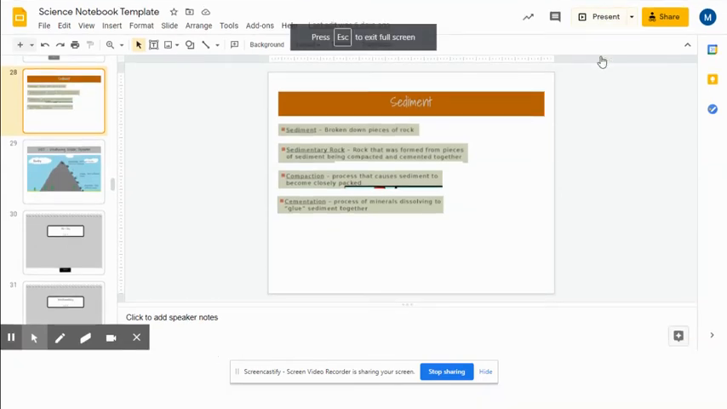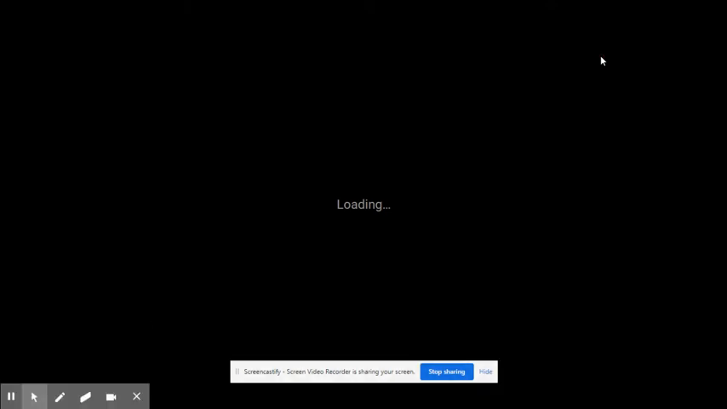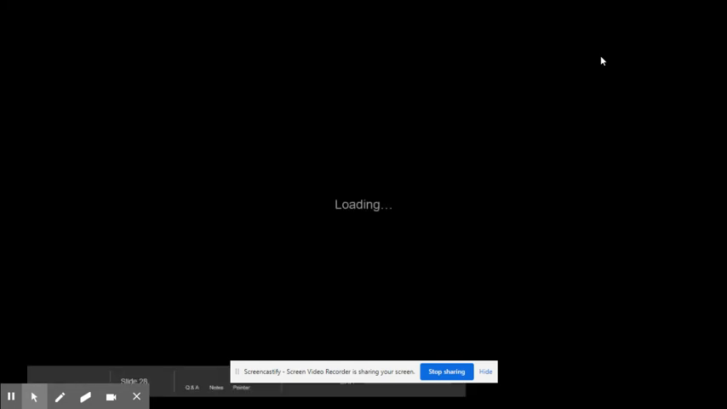Hello, today's science lesson is about making a model of how sedimentary rock is formed. And to help us with this, we are going to need to look at the entry that is in our notebook for sedimentary rock, compaction, and cementation. So hopefully it will load before too long. It is taking its sweet time.